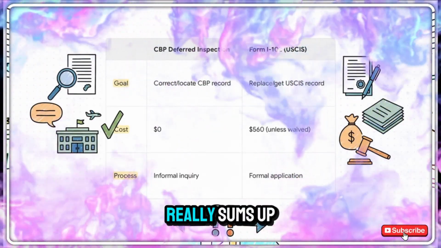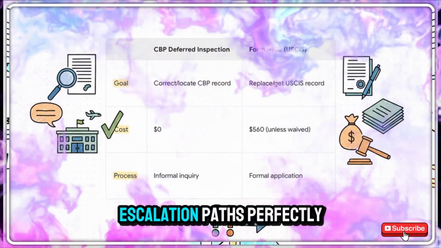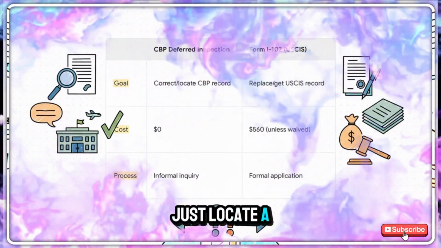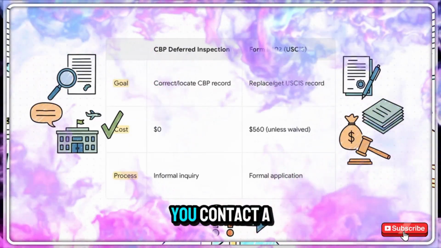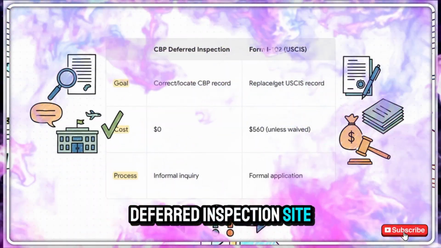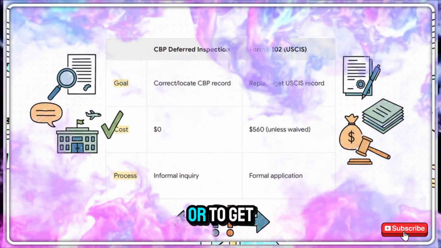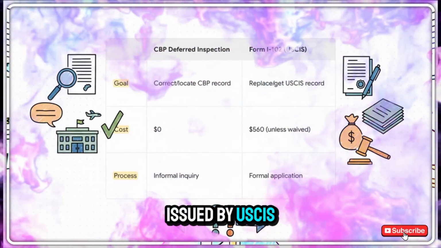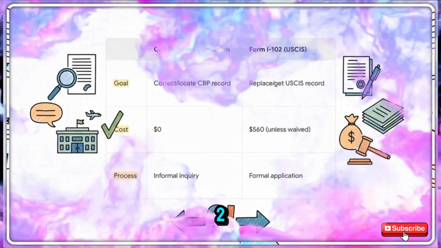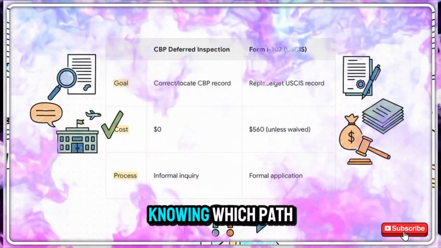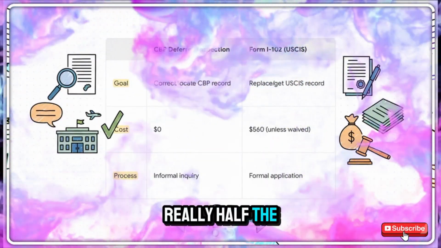This table really sums up your two main escalation paths perfectly. To correct or just locate a CBP record from your entry, you contact a deferred inspection site. It's informal and it's free. To replace a lost record or to get one that was issued by USCIS, you file Form I-102. That's a formal application with a significant cost. Knowing which path to take is really half the battle.